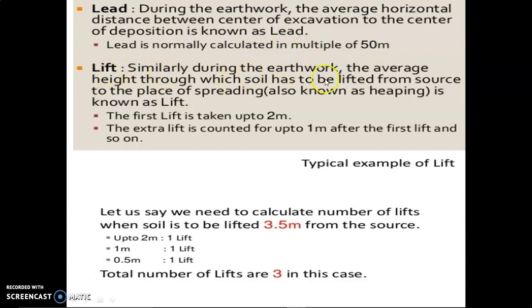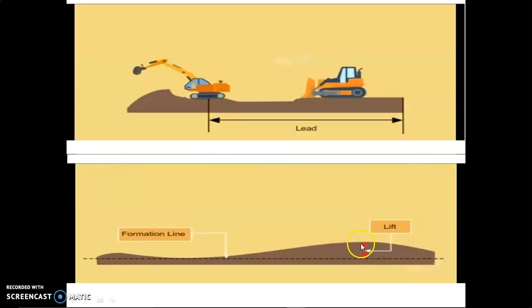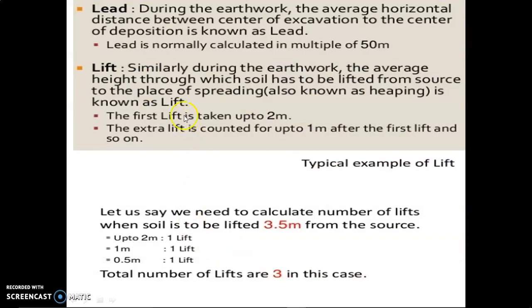Now the second terminology is lift. Similarly, during the earthwork, the average height through which soil has to be lifted from the source to the place of spreading is known as lift. So this is called the lift, where we take the material and here we disperse it. The first lift is taken up to 2 meter. The extra lift is counted for up to 1 meter after the first lift and so on.